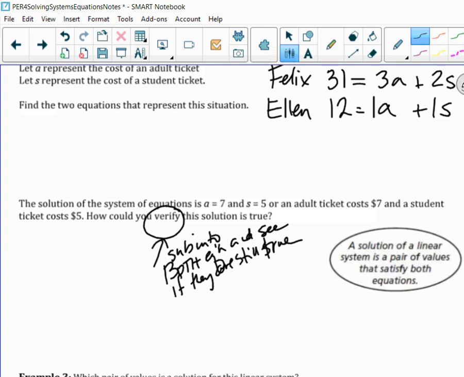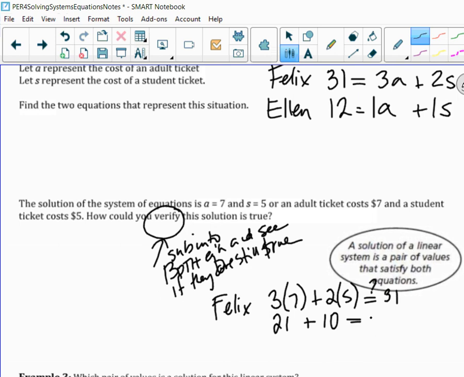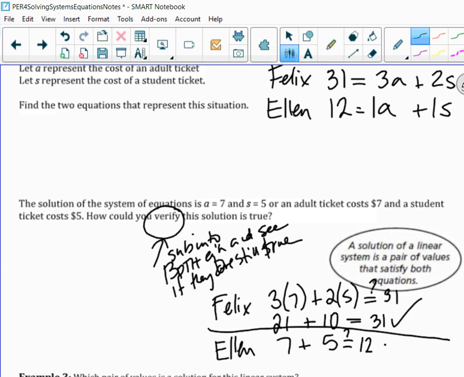Okay, so let's try it. So let's see if Felix is true. So Felix is 3 times $7 plus 2 times S. And what is that supposed to equal? It's supposed to equal 31. So we're going to see if it actually is. So this is 21 plus 10, and that equals 31. So that checks. Do you remember doing this? Verification? Okay, so now we're going to do Ellen. Ellen is 1 adult, so 7 plus 5, does that equal 12? And yes, it does. So that means when we learn how to solve this, we know how to check.